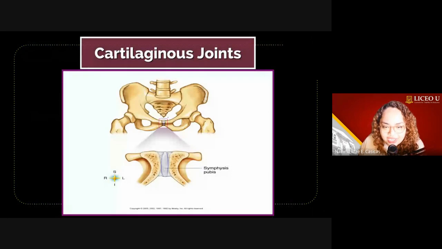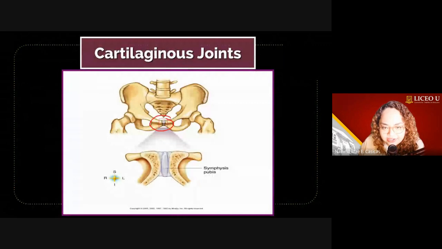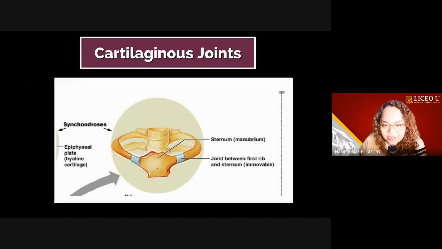Okay. So this is the symphysis. This one right here. This is your ilium, no? Ilium. Your left and right ilium are then connected through this joint. But this joint is immovable. Okay? It doesn't move. Imagine if your hip could move. Weird. And then your synchondrosis, which is found as a connection between your manubrium and then your rib. So that is your cartilaginous joint.